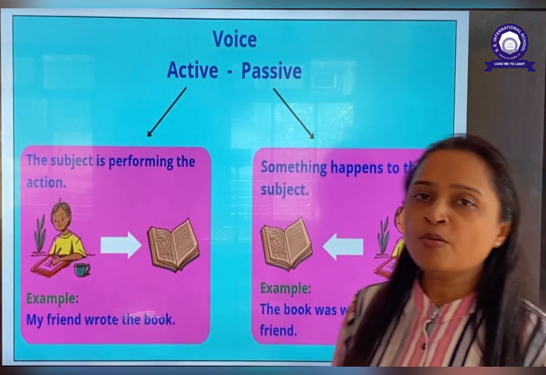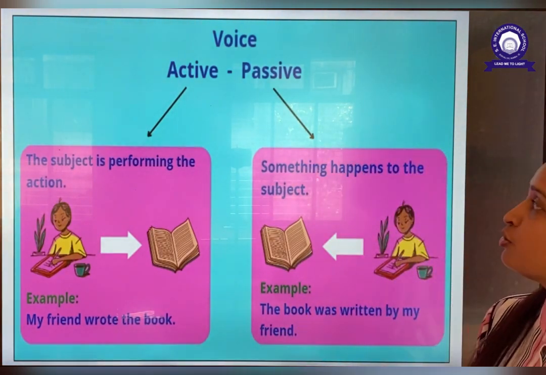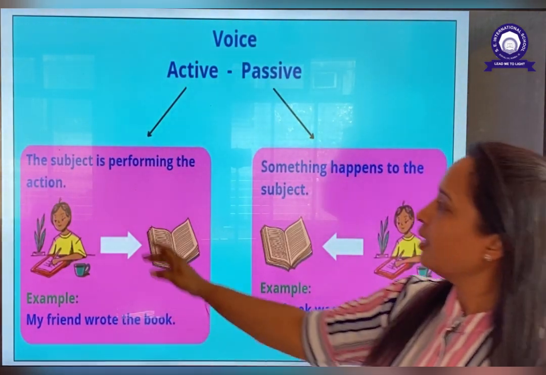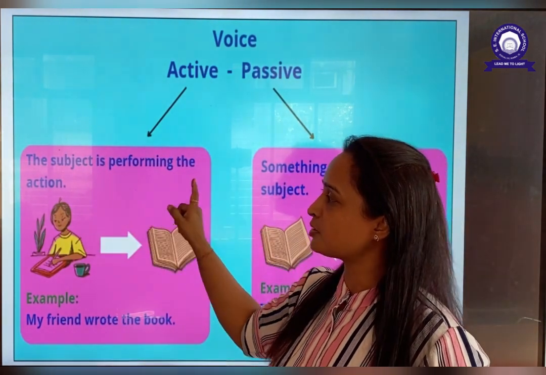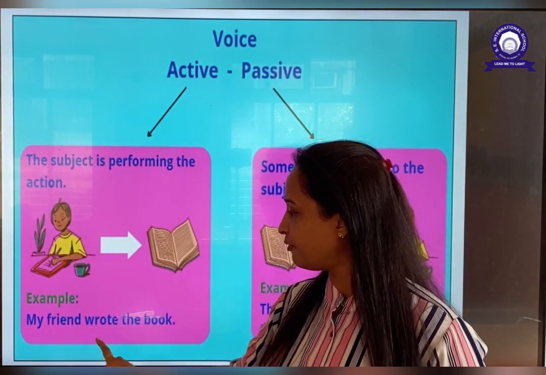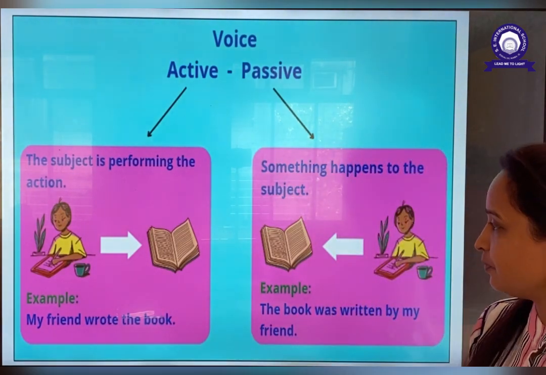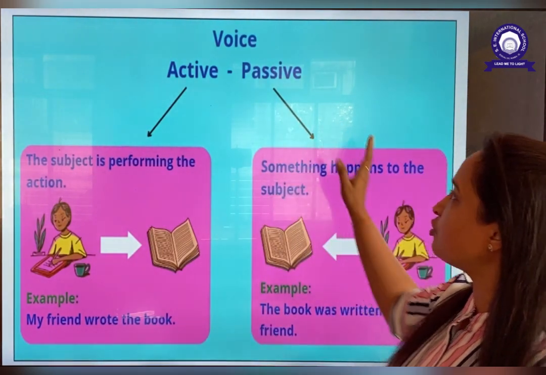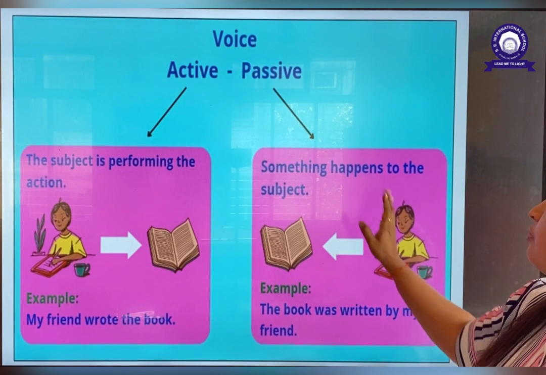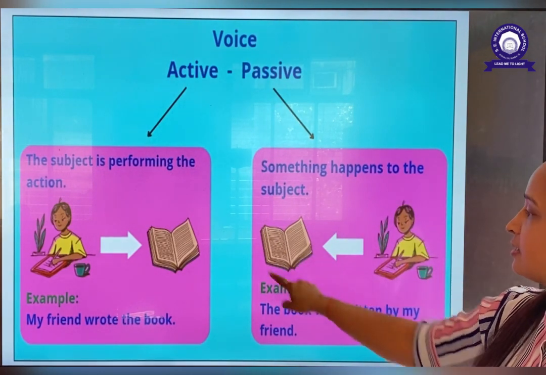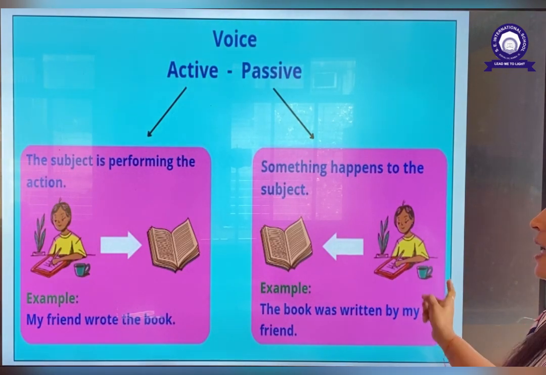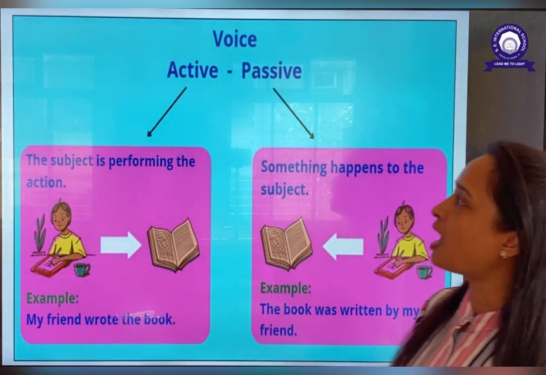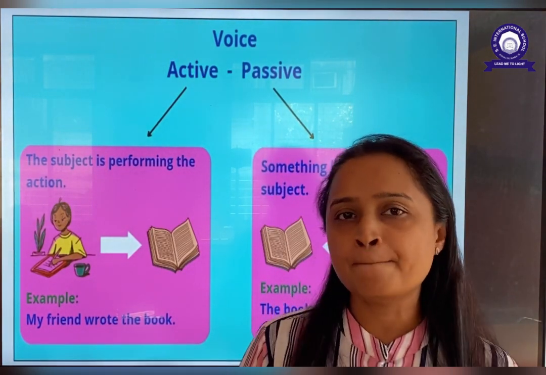So now we know how to change active to passive. In active voice, the subject is performing the action. For example, my friend wrote the book. Now, if I want to change into passive form, passive means something happens to the subject. This is my subject. So, the book was written by my friend. So, this is how we can change active to passive form.